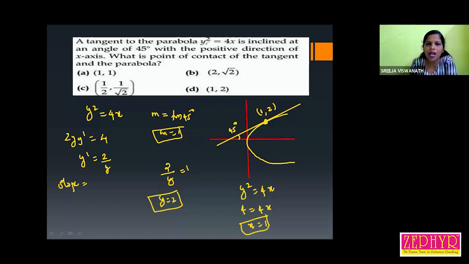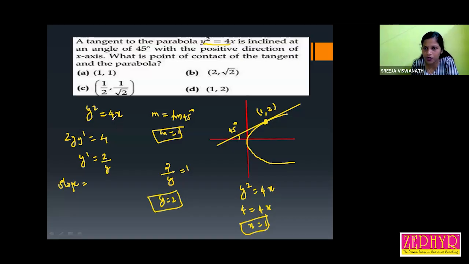Tangent to the parabola y squared equal to 4x. So we have the parabola y squared equal to 4x, and a tangent inclined at an angle 45 degrees with the positive direction of the x-axis. That means the angle of inclination is 45 degrees. Then we have slope m equal to tan theta, so m equal to 1.